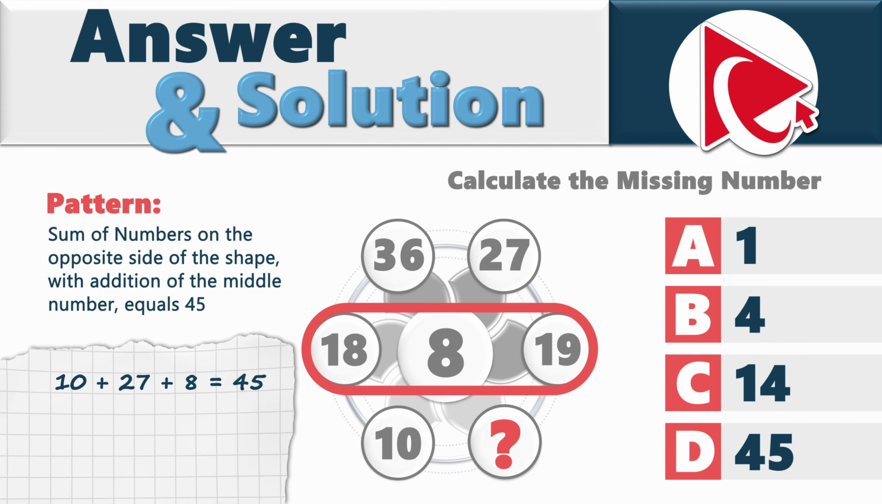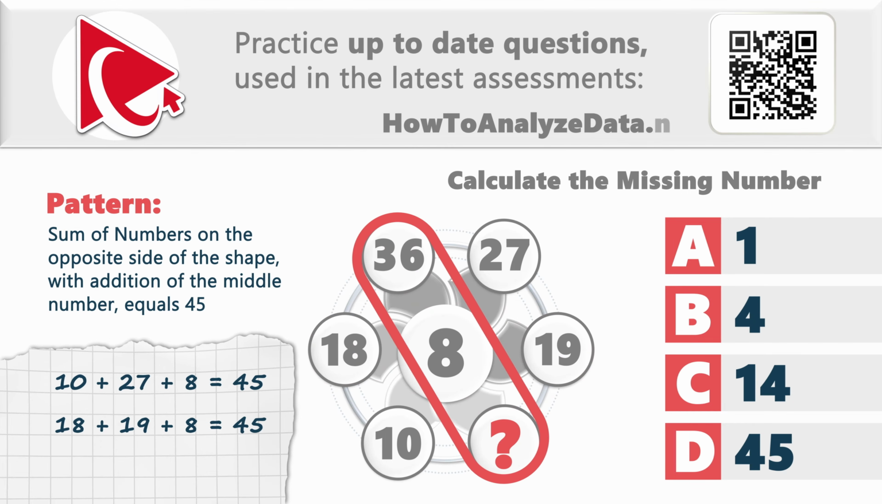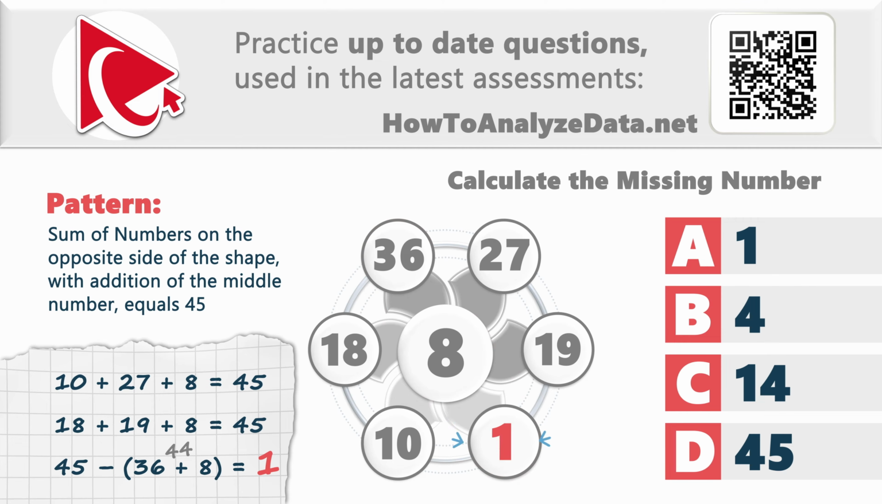Let's look at the next pair of numbers at 3 and 9 o'clock. 18 plus 19 plus 8 equals 45. So the missing number can be calculated as 45 minus the sum of 36 plus 8, which equals 45 minus 44 and equals 1. So the correct answer here is choice A, 1.